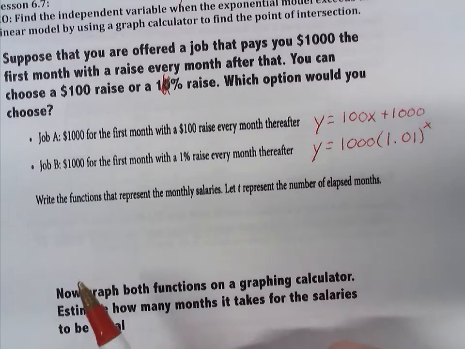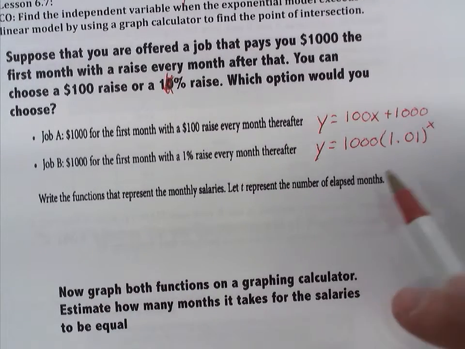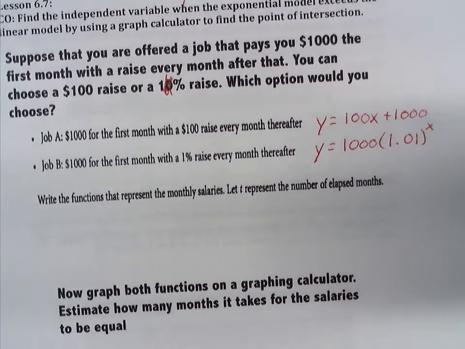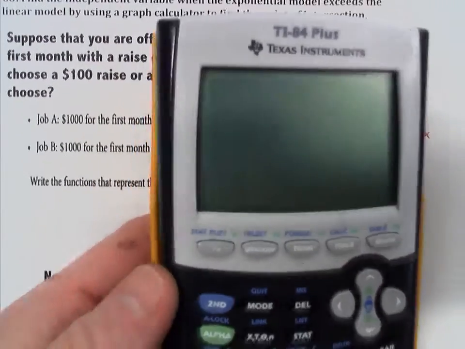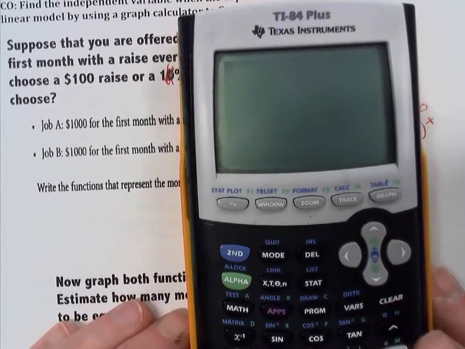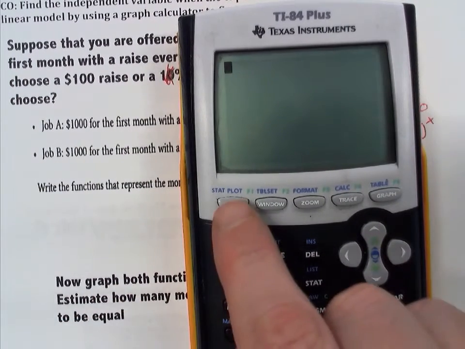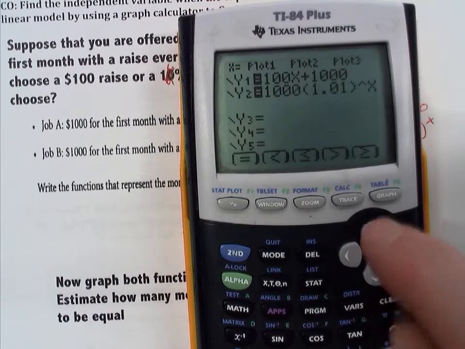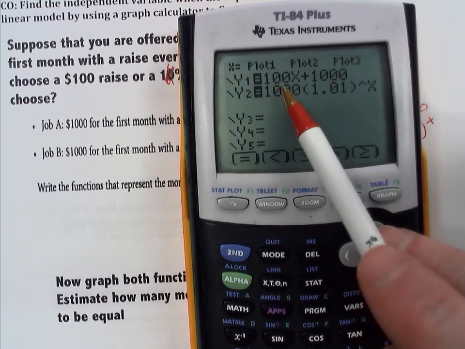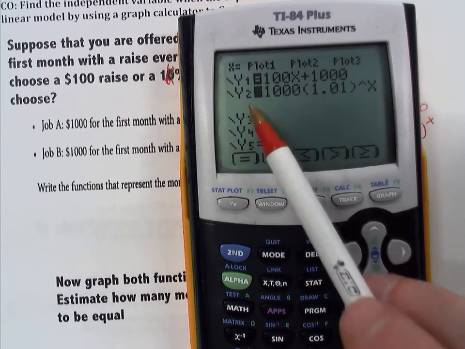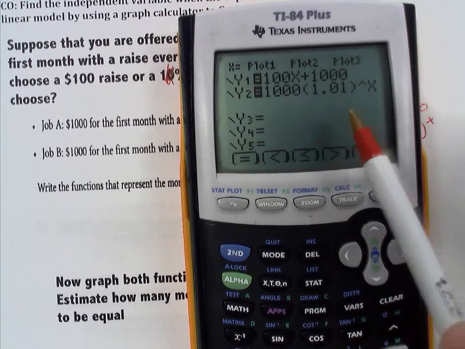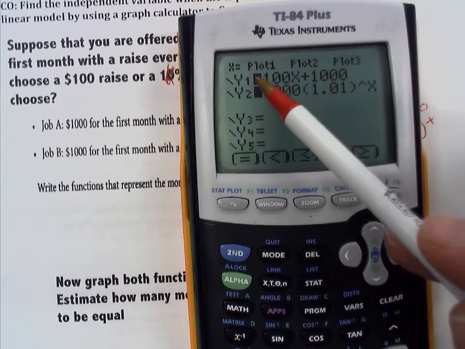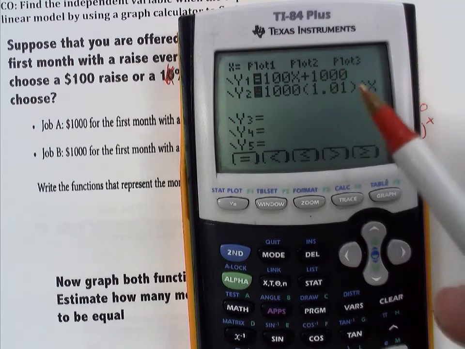And then we're going to use a graphing calculator to actually graph this. So here's our graphing calculator. I'm trying to do this with as little glare as possible. There we go. So we go to y, and we can put in our two equations. You can see now that I've already done that. I've got y1 equal to 100x plus 1,000, and then y2 equals 1,000 times 1.01 to the x power. Make sure that both of these equal signs are highlighted. That way it will do both.